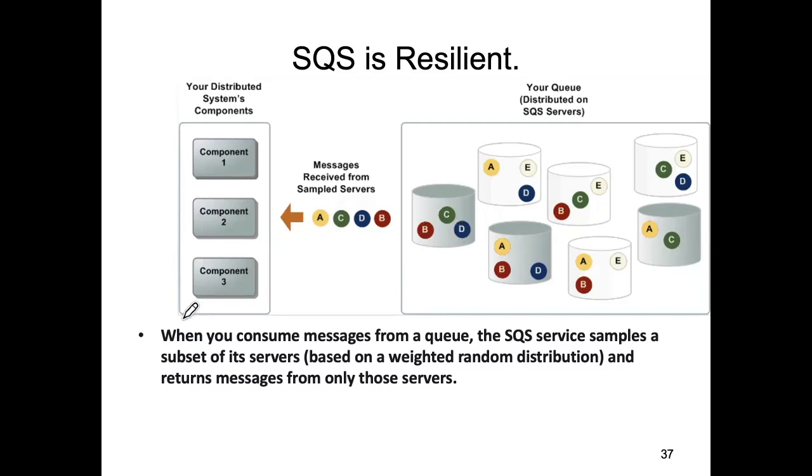The bullet points when your consumer queue. I think I've probably explained what this bullet point is saying. So SQS is resilient. That's a little bit like the way DynamoDB worked as well, if you remember.